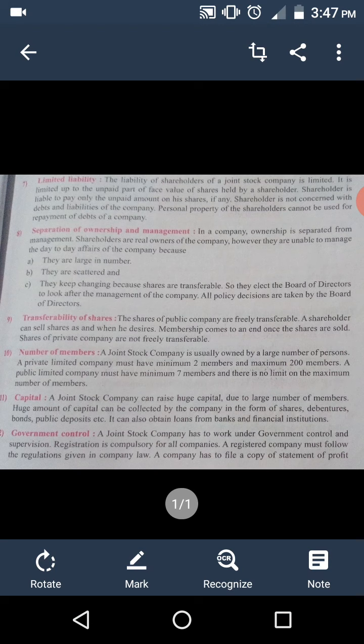A company has to file a copy of the statement of profit and loss and balance sheet. Then what is meant by profit and loss and balance sheet? Balance sheet means the annual financial statement, which shows liabilities and assets of the company at a particular date, generally at the end of the financial year. Financial year starts on 1st April and ends on 31st March in India. And other financial statements, and maintain proper books of accounts and other books as per Companies Act 2013.